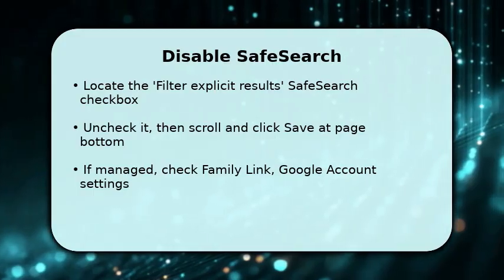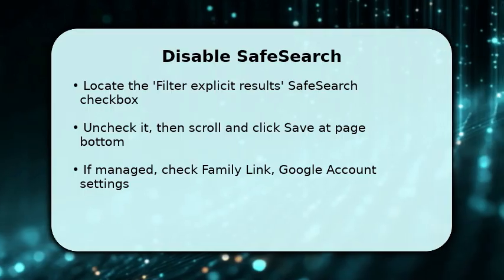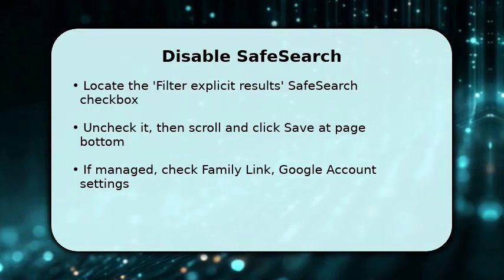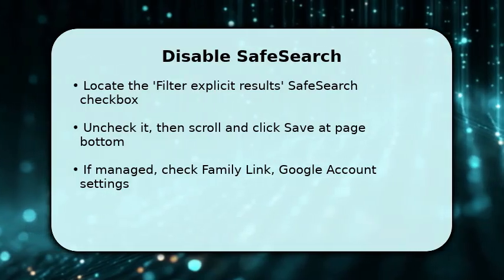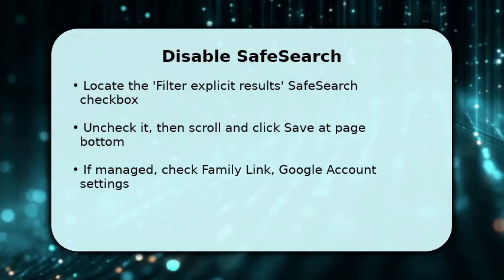Locate the Filter Explicit Results Safe Search checkbox on Search Settings and uncheck it. This directly toggles the filter. Once unchecked, scroll down and click Save so Google applies the change to searches for this account.